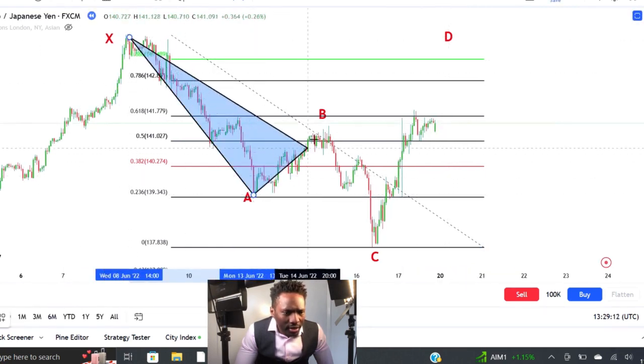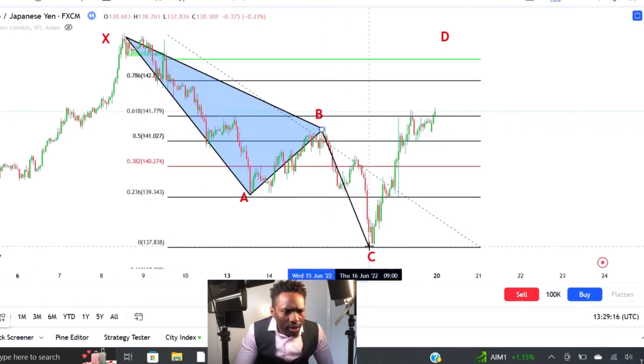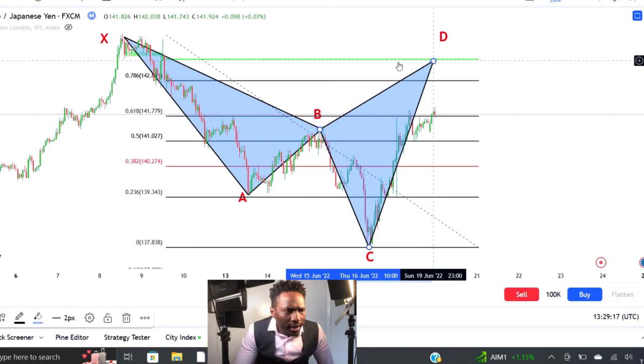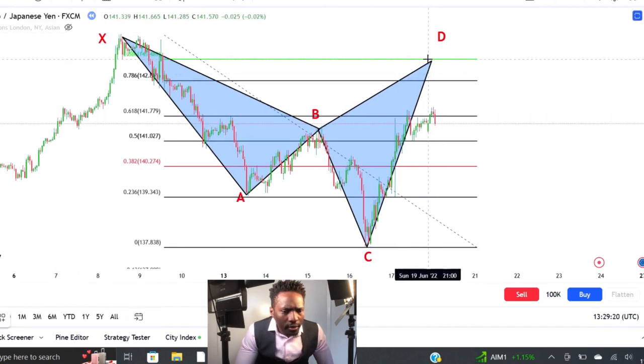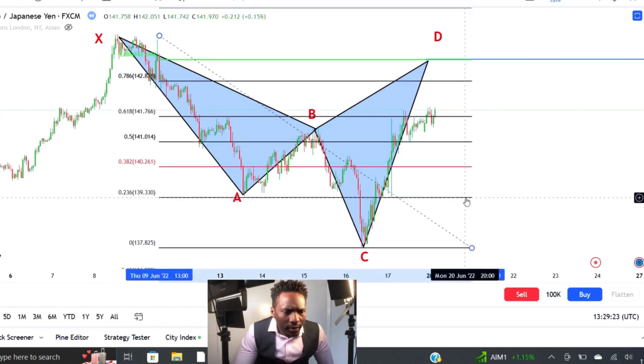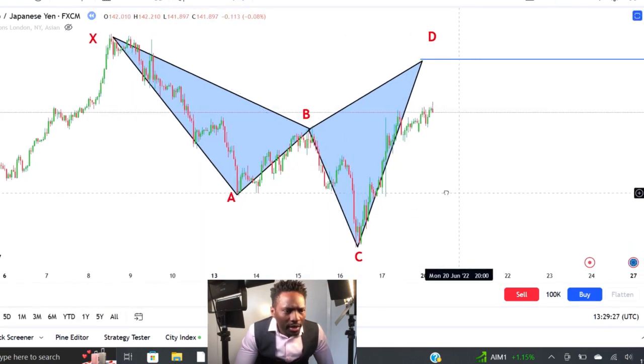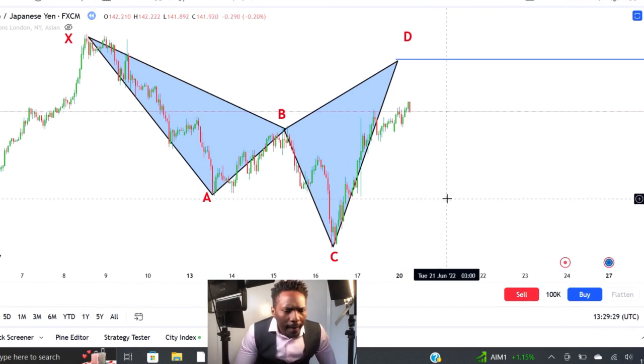As you can see, the market is slowly starting to get to my entry point. So I'm just going to bring in my triangle, and that's where I'm going to be shorting the market. And after I short the market, then we're going to talk about where my targets are going to go.